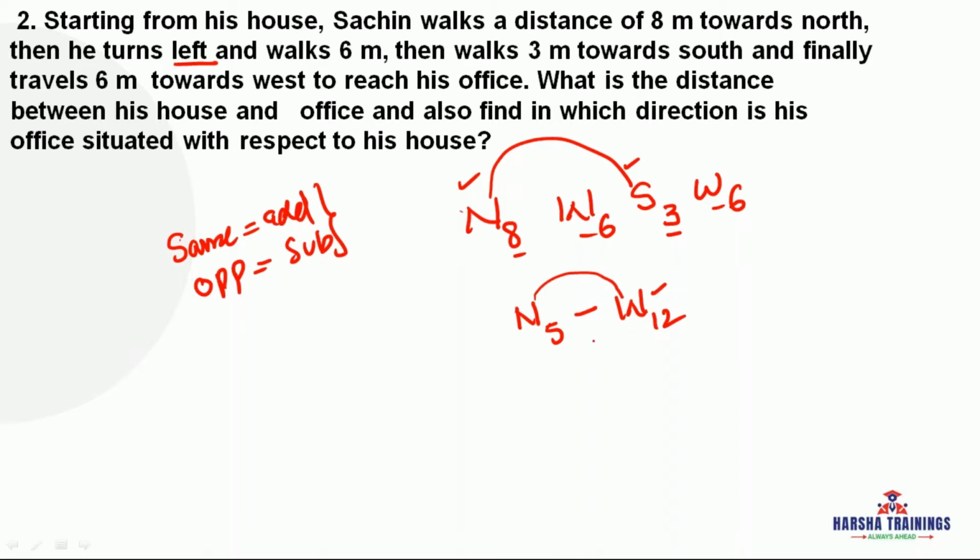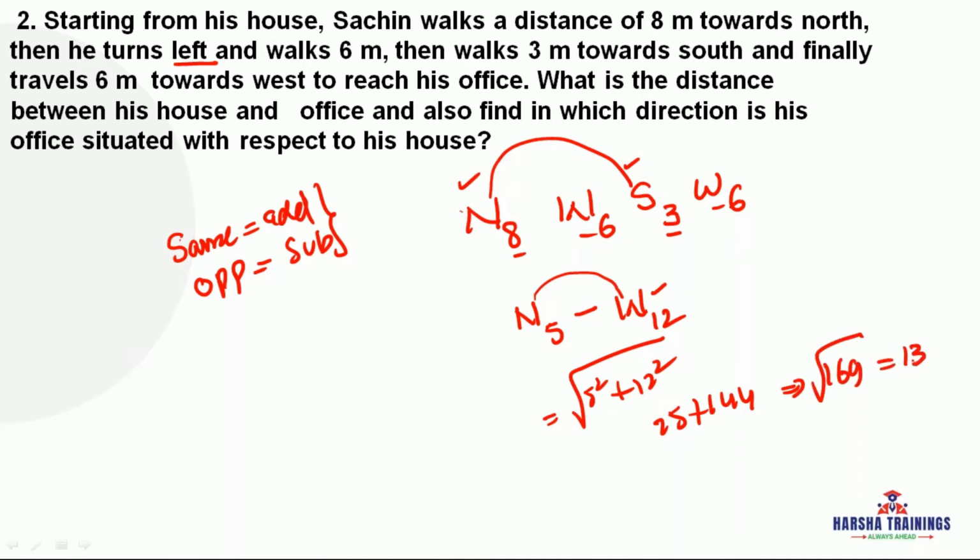Okay, so find out the distance. Here is 5. 5 square plus 12 square, root of. So 5 square is 25. 12 square is 144. 25 plus 144 is how much? 169. Root of 169 is how much? 13 meters. Answer is northwest. Is it clear all of you? I think no need pen and paper.